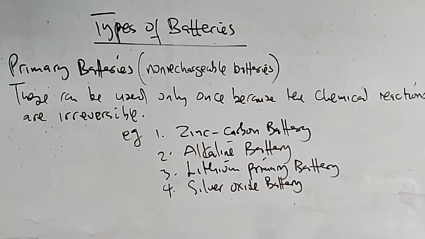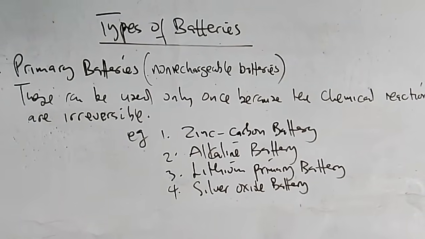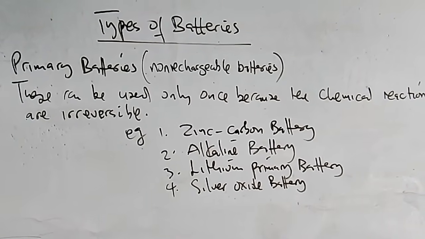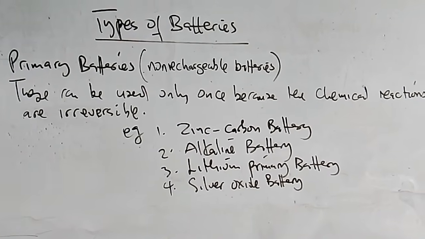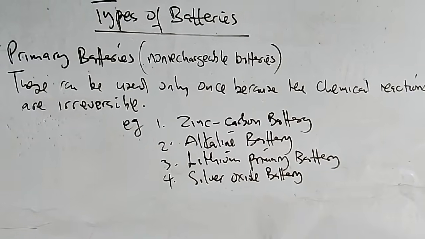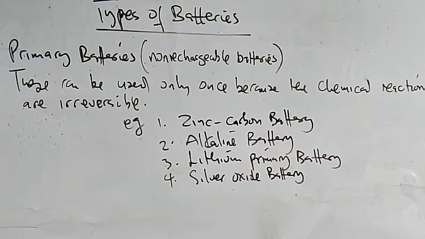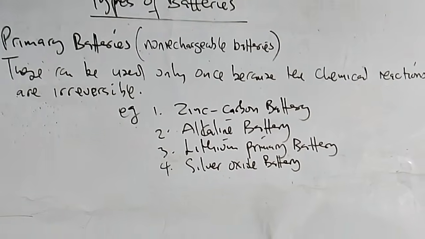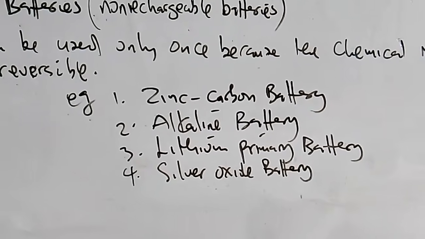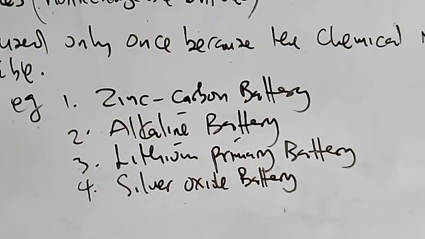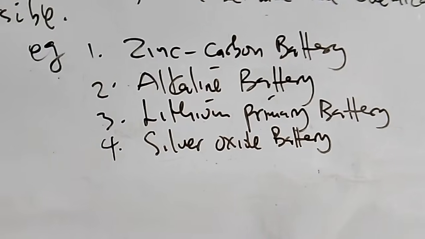Let's look at types of batteries. There are two types of batteries that we are going to consider: primary batteries and secondary batteries. Primary batteries are non-rechargeable batteries. They can only be used once because the chemical reactions are irreversible. Examples of primary batteries include zinc carbon battery, alkaline battery, lithium primary battery, and silver oxide battery.